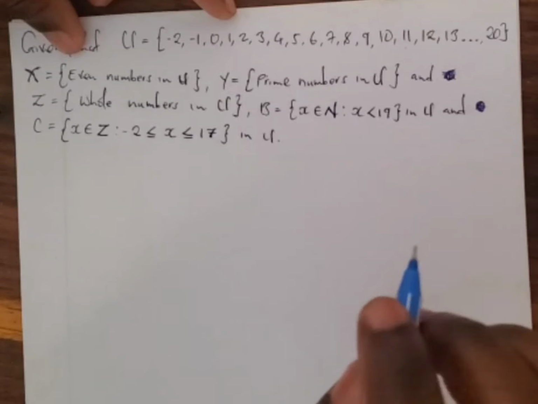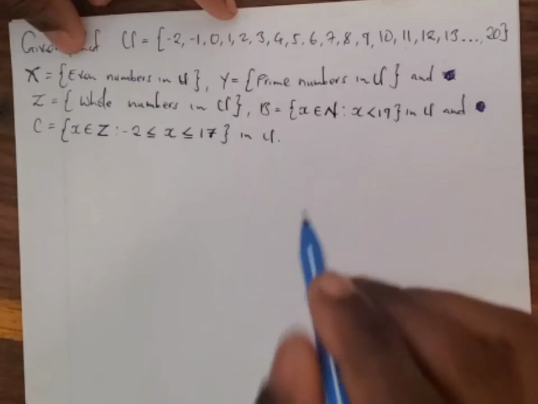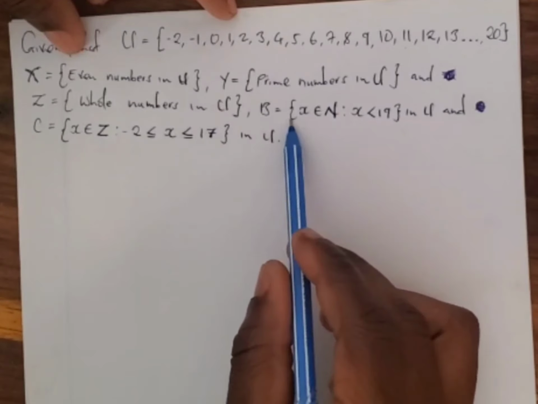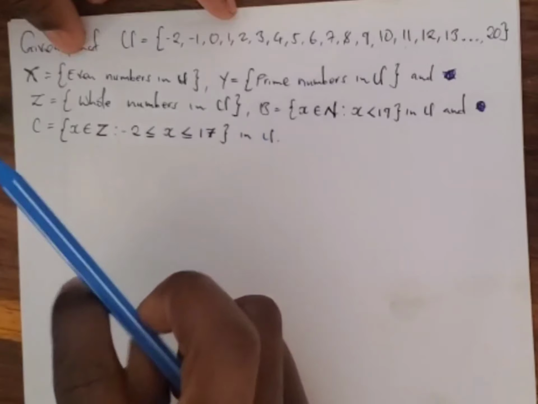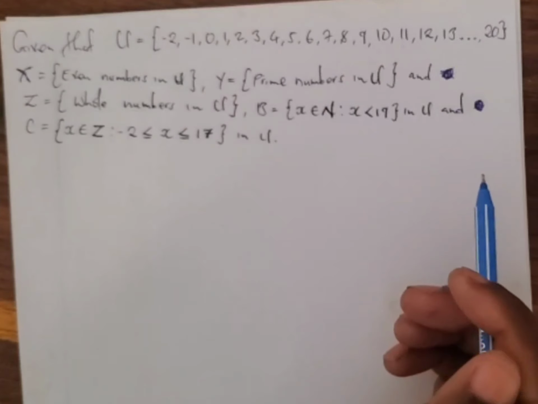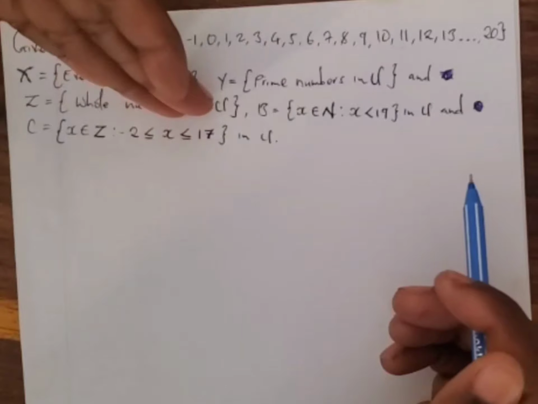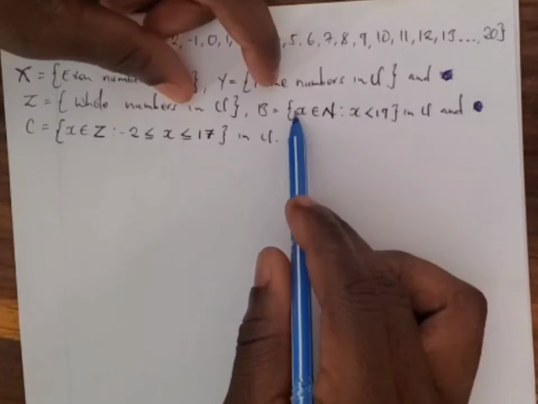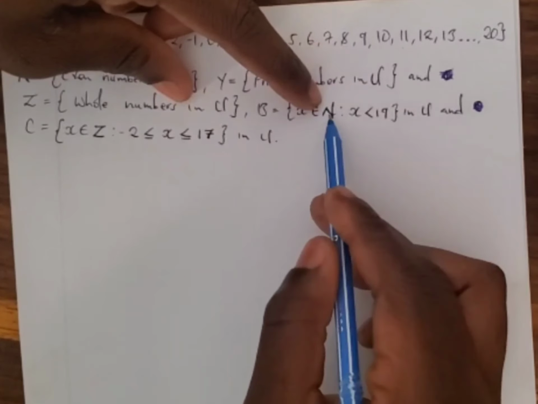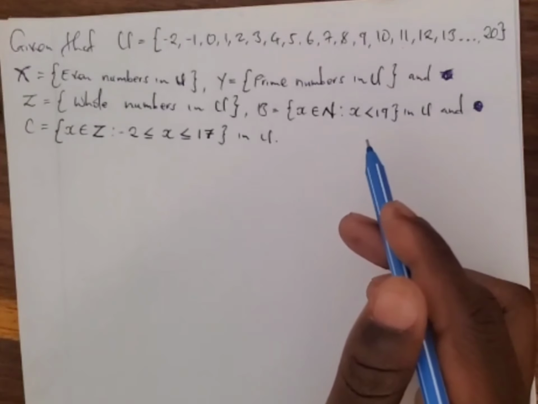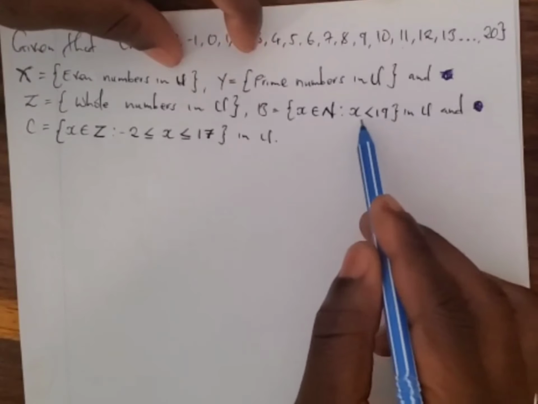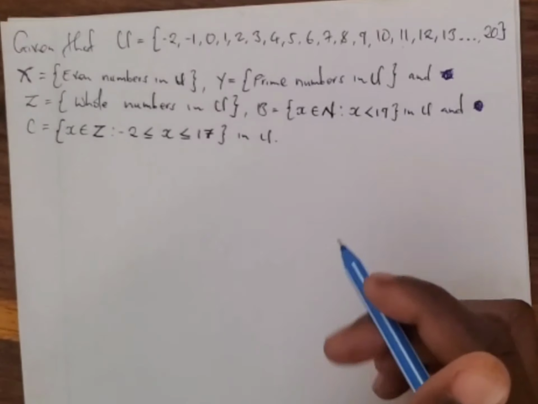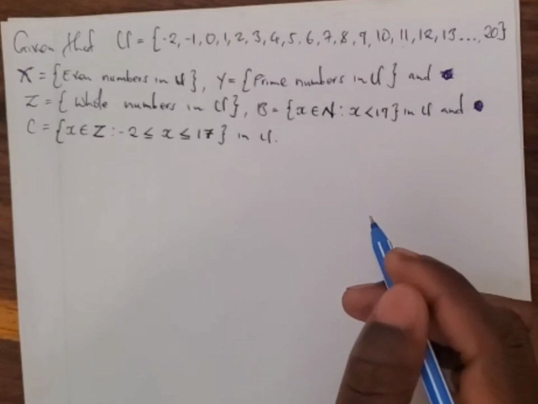An example of a set builder or rule method set is this one here, and this. So C and B, these are set builder kinds of description. What B is telling us is that x is a member of N. This N stands for natural numbers. And then it says such that x is less than 19. So this is a set builder kind of description.